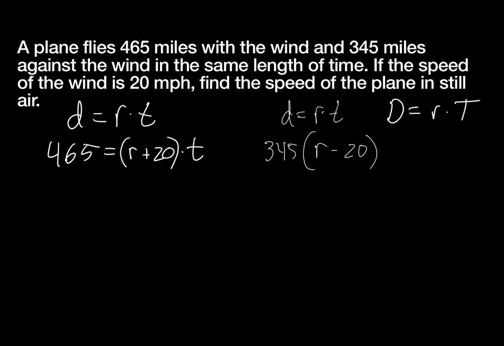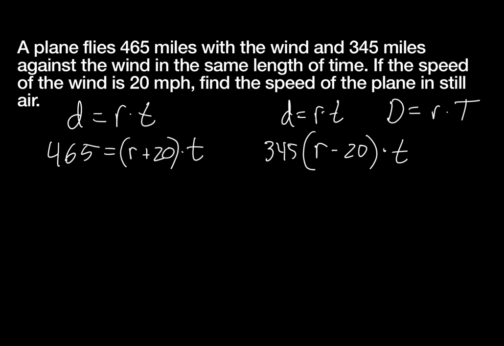And it says they did all of this in the same amount of time. It's rate times time. This time and this time are the same value. They're the same number because it says they went these different lengths in the same length of time. What does it mean when it's the same length of time? It means that the time from the one is equal to the time of the other.